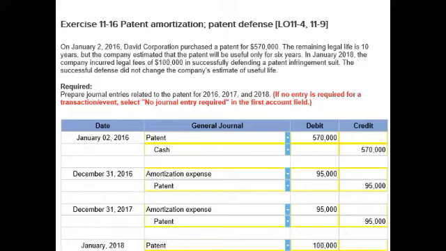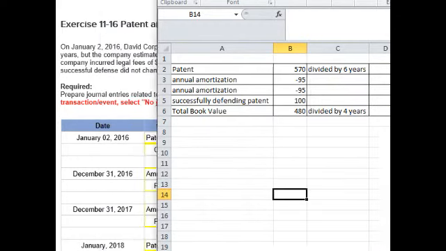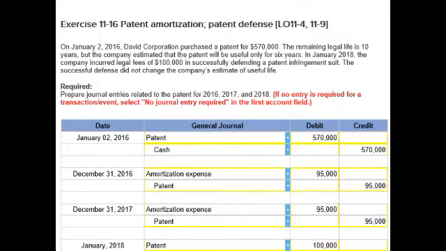So I've done a little calculation here. You could see that I did a quick calculation. It starts with 570,000 original cost, and you would divide that by 6 years. Then annual amortization, you get 95,000. So I will be amortizing it every year 95,000. We do that for 2 years, and when we do that, it will look something like this.